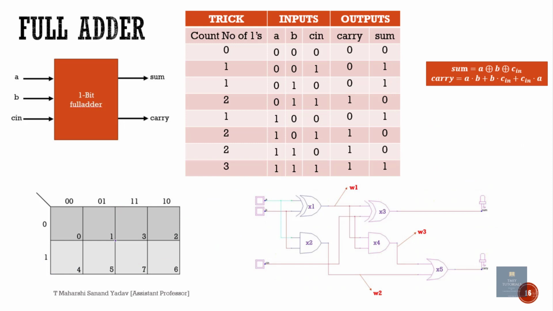Now based upon these Boolean expressions we need to draw the logic diagram. If you see this logic diagram, this is the way of implementation of a full adder using two half adders and one OR gate. If you observe this module here, this module is one half adder, this module is another half adder, followed by one more OR gate. So this is the implementation of full adder using two half adders and one OR gate.